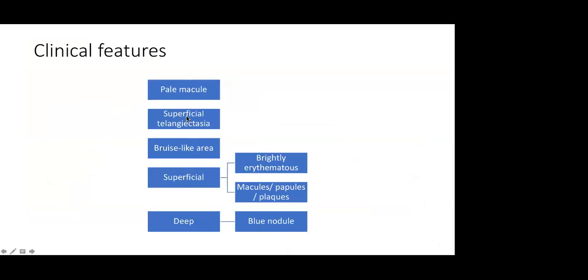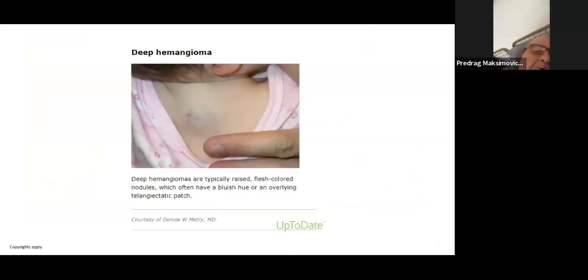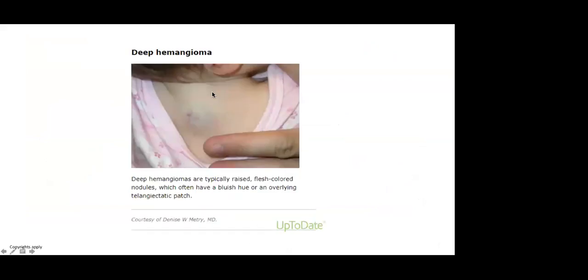Clinical features: it's usually a pale macule with superficial telangiectasia. It can appear as a bruise-like area, and the superficial subtype is usually brightly erythematous and appears as macules, papules or plaques. The deep ones appear like a bluish nodule, and then you get combined ones as well. So this is a classical appearance of a deep hemangioma.